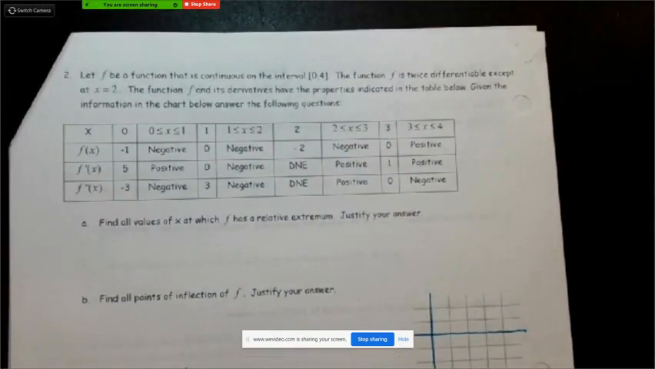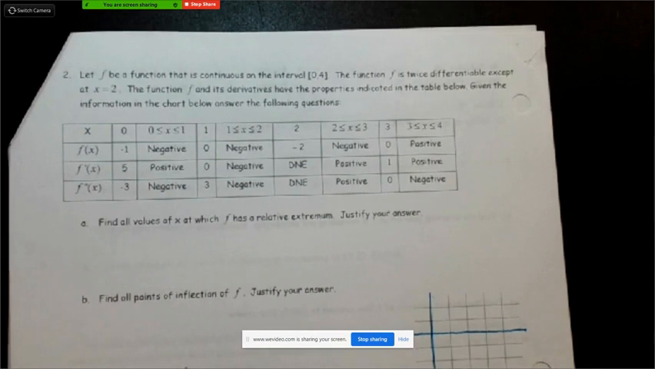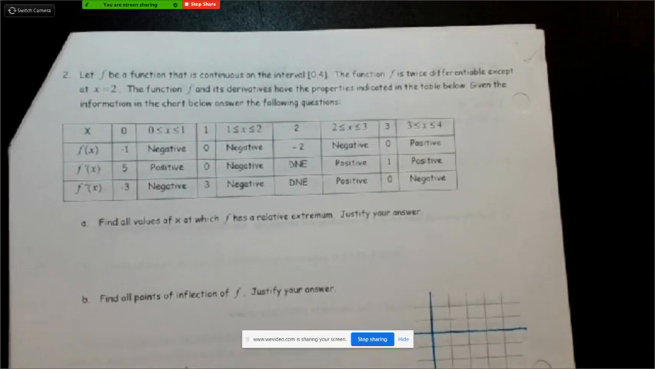All right. Number 2, Aiden, let's read. Let F be a function that is continuous on the interval [0, 4]. The function F is twice differentiable at x equals 2. The function F and its derivatives have properties indicated in the table below. Given the information in the chart below, answer the following questions.